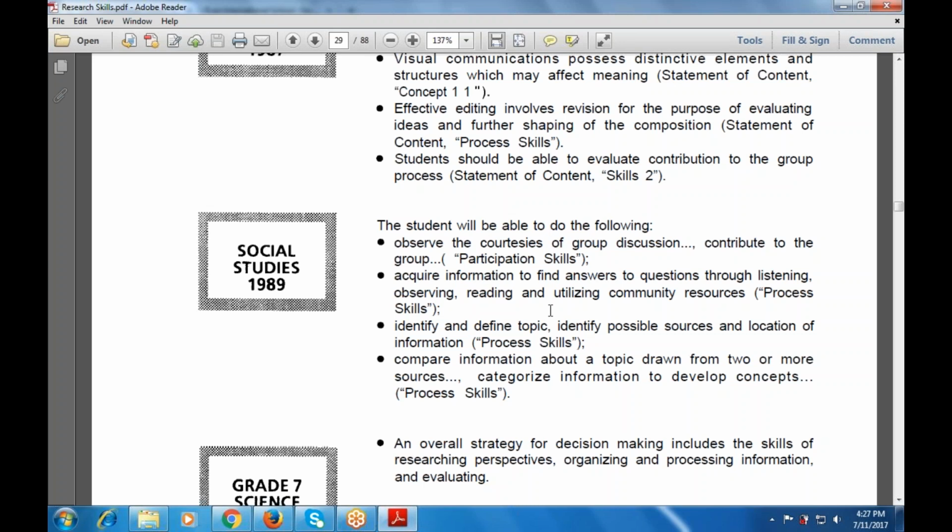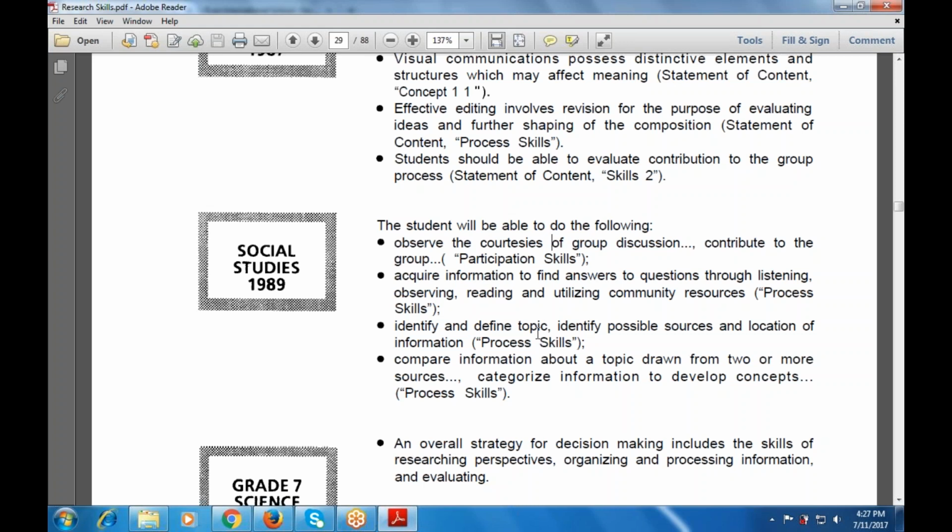So first is the participation skill, second is the process skill, and then identify and define the topic. Identify the possible outcomes: what are the various possible outcomes that are identified, and what is the main location of using the possible outcomes, that is also a process skill. Then compare the information. If there are two relevant pieces of information, compare them, and see which is very useful. So compare the information about the topic drawn from two or more sources, categorize them, divide them to develop the concept. That is also a process skill.